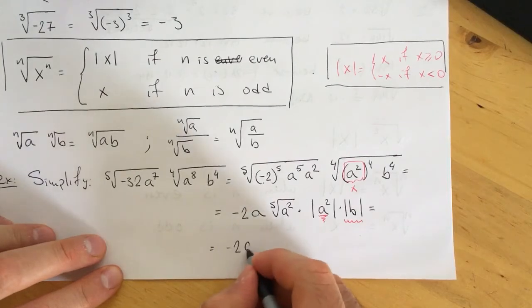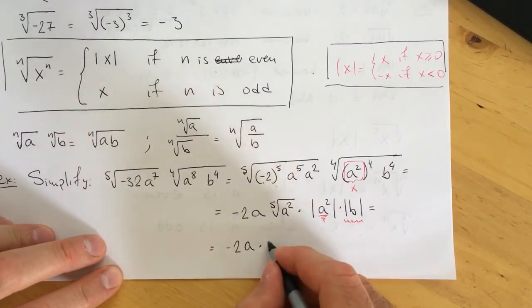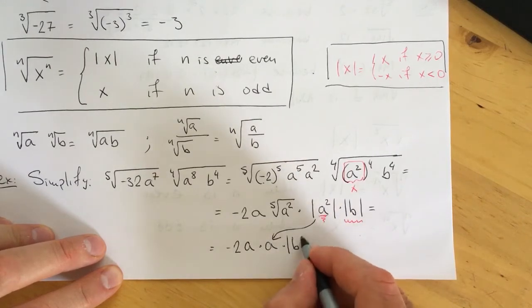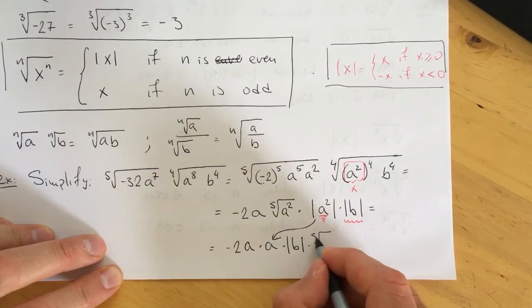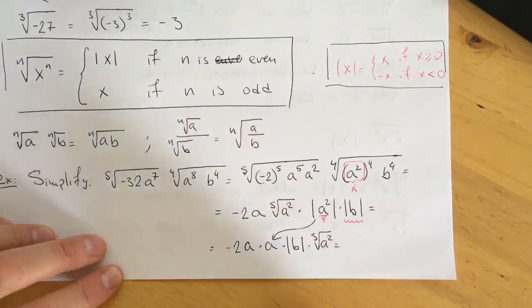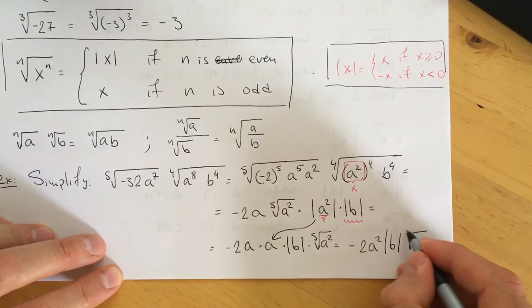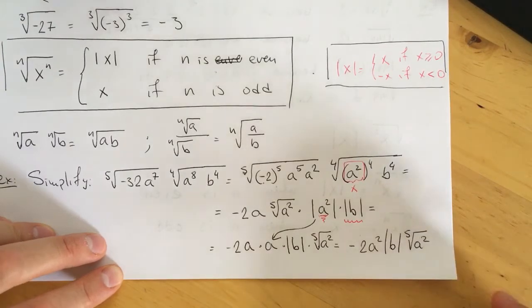This is negative 2a times a times the absolute value of b times the fifth root of a squared. Finally, this is negative 2a squared times the absolute value of b times the fifth root of a squared.